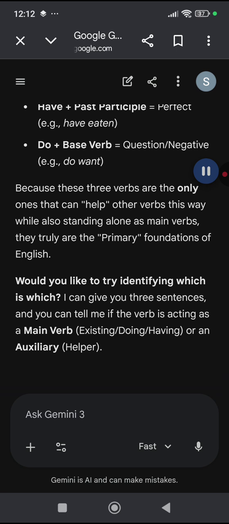Would you like to try identifying which is which? I can give you three sentences, and you can tell me if the verb is acting as a main verb, existing, doing, having, or an auxiliary, helper.